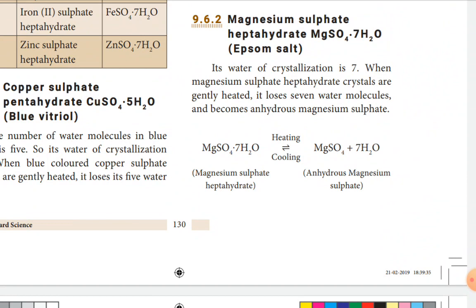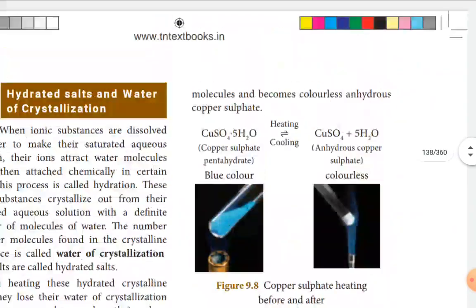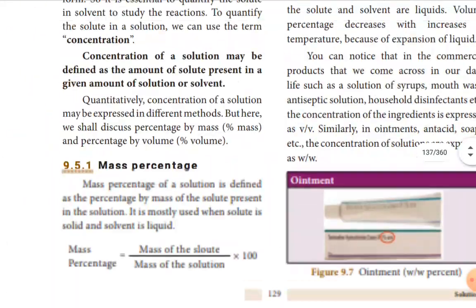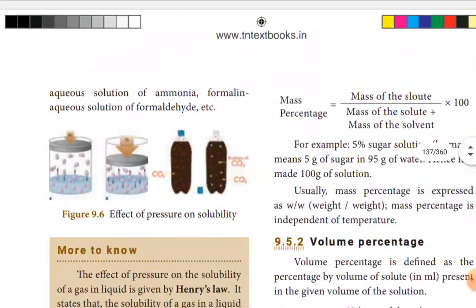So magnesium sulfate heptahydrate, on heating, the 7 moles of water are going to be lost. So anhydrous magnesium sulfate is formed. And one more question in this, define solubility. What is called solubility of a solvent?